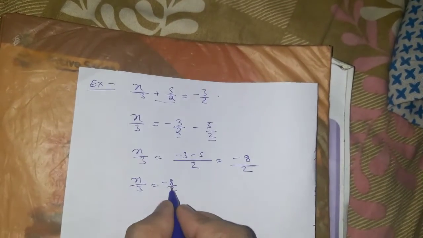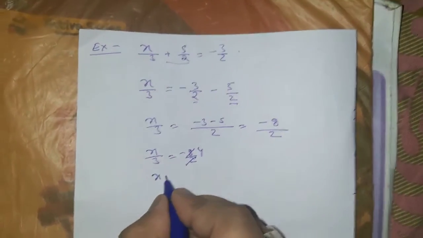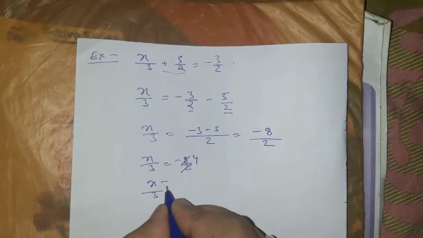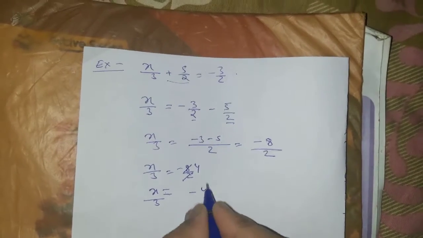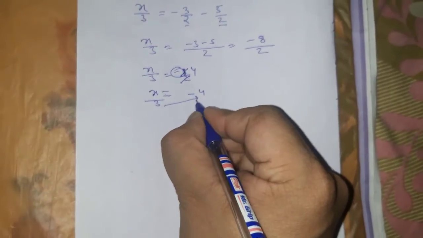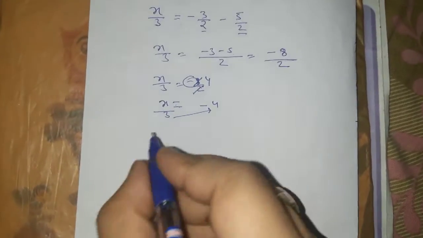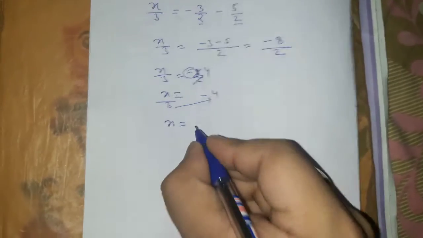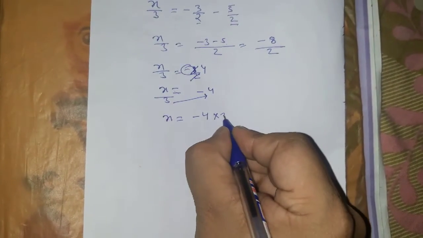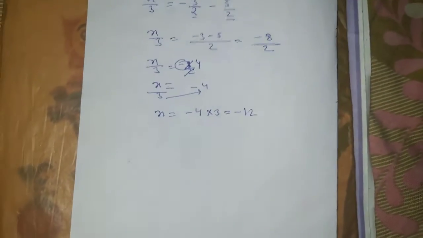We can divide 8 by 2. 2 fours are 8. Then x by 3 equal to minus 4. Here is the minus. Now cross multiplication, same: 3 will go to the other side and multiply by minus 4. Then x equal to minus 4 times 3, 4 threes are 12, so minus 12. So we have the value of x.